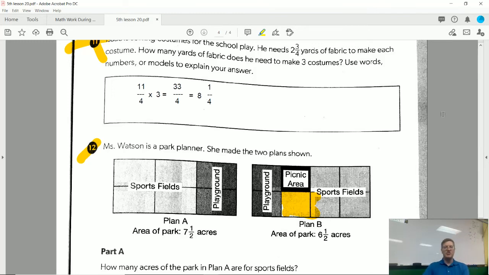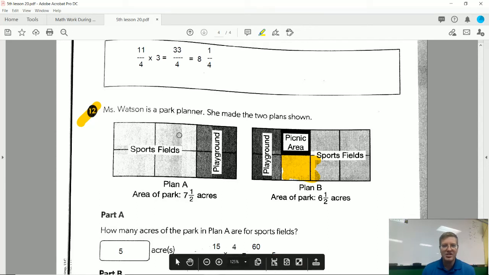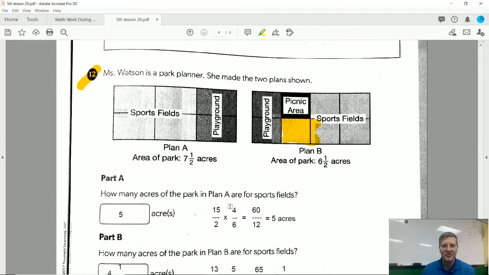It wasn't super difficult. So number 12, we are going to take our 7.5 acres on this side. And so that's going to be 15 over 2. And then we have 1, 2, 3, 4, 5, 6 different parts. And so I would get 60 over 12, and that reduces down to 5 acres of this park is available for sports.